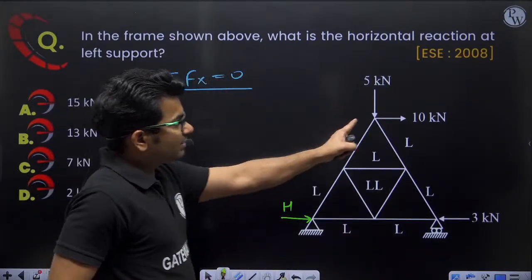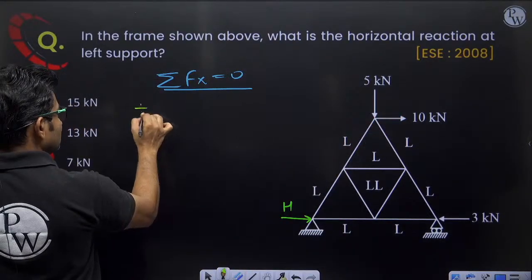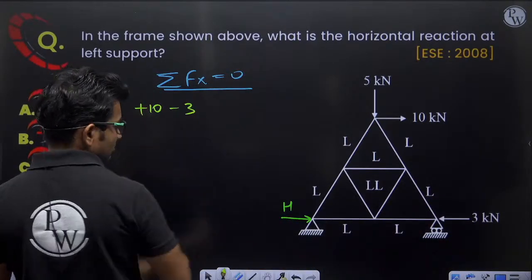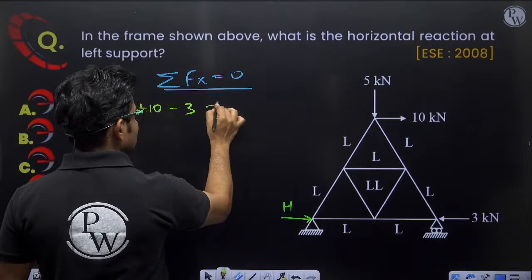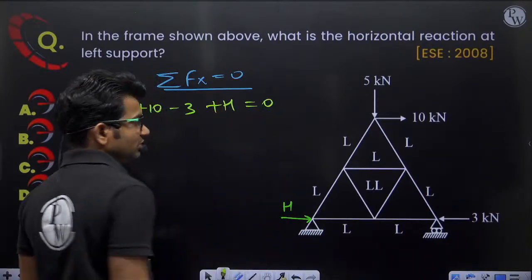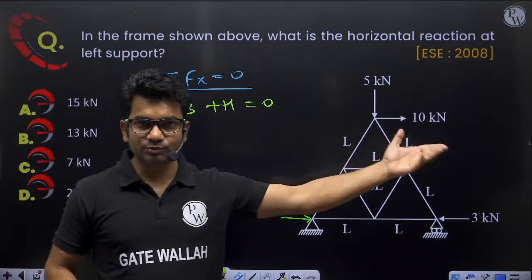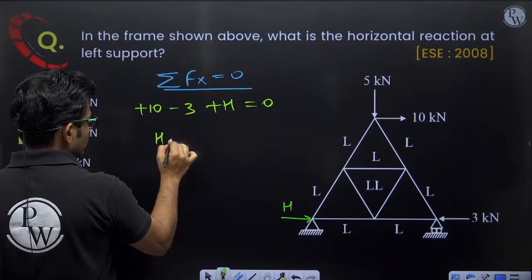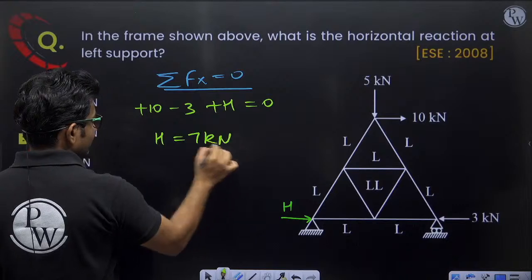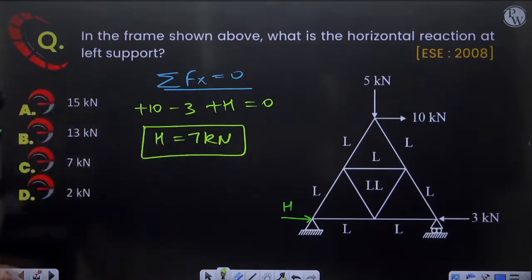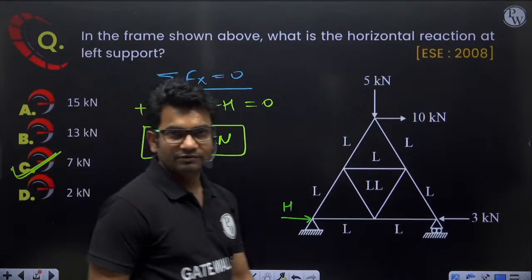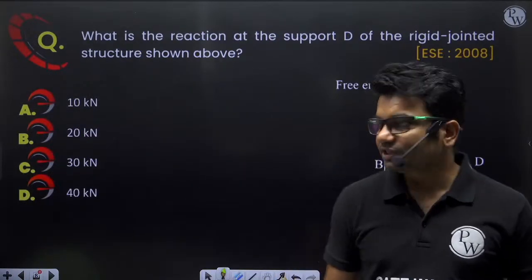I will get plus 10 kilonewton minus 3 kilonewton plus H equal to 0. So I am taking positive x as positive, negative x as negative. So H will be equal to 7 kilonewton. Very simple. 7 kilonewton. The correct answer will be that option. Very easy. Next question.